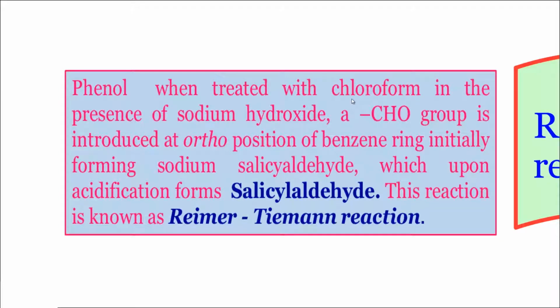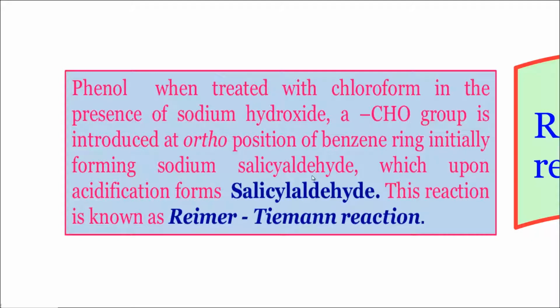What is the molecular formula of chloroform? CHCl3, and this is being done in presence of sodium hydroxide. So phenol, when treated with chloroform in presence of sodium hydroxide, will introduce a CHO group, that is an aldehyde group, in the ortho position of the benzene ring. That means we will have first the formation of sodium salt of salicylaldehyde.